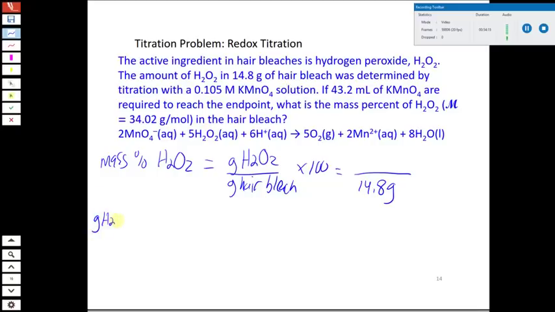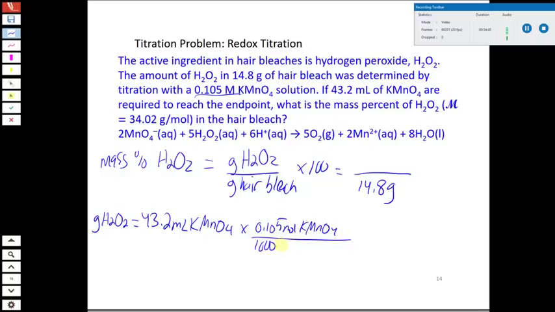So we're looking for the mass of hydrogen peroxide. So we start with a solution where we know the volume and the molarity, so that's going to be KMnO4. That's what we're titrating with, our titrant. The molarity of that solution is 0.105, so we have 0.105 moles of KMnO4 divided by 1,000 milliliters of that solution.